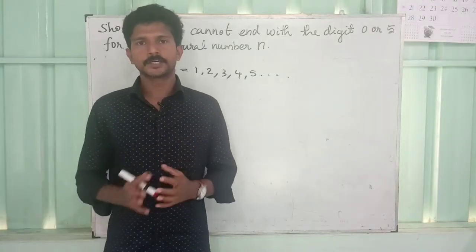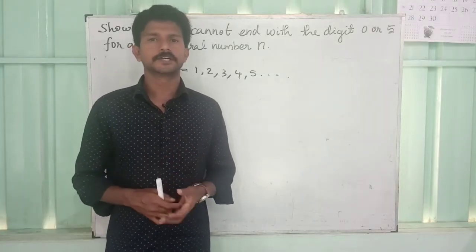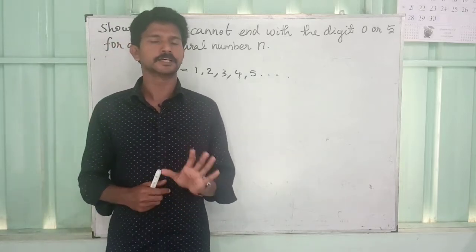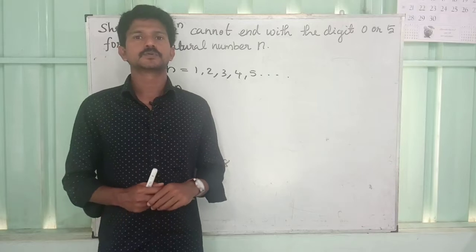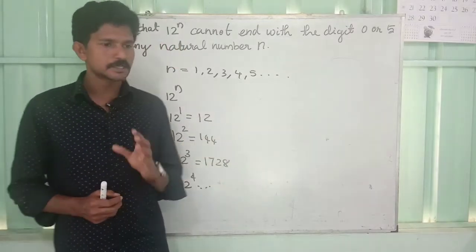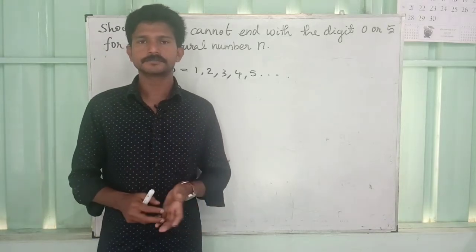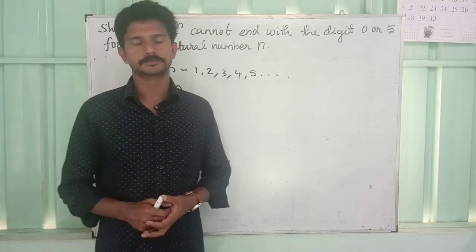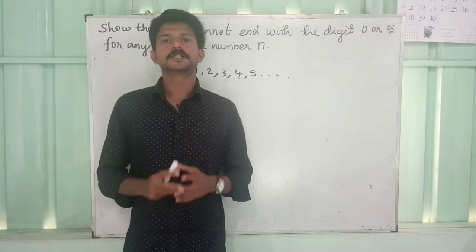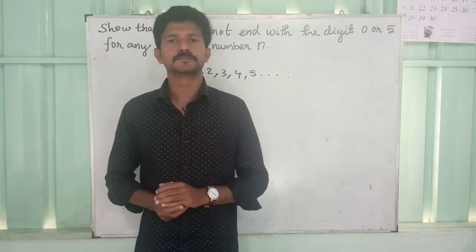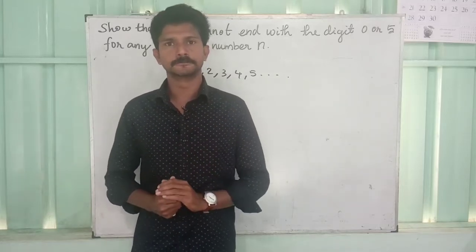In another way, if a number ends with 0 or 5, that number is divisible by 5. It is the divisibility rule of 5, isn't it? So when we factorize any of these numbers, if it contains 5, then that number is divisible by 5. If a number ends with 0 or 5, that number is divisible by 5. It is the divisibility rule of 5.